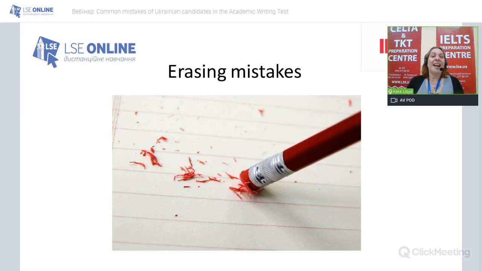So, if you make a mistake, you decide you don't like the sentence or you don't like the whole paragraph, cross it out and start again. The examiner doesn't care if it's beautiful or not. They are not going to take it home and put it on the wall. They want to know what you can write.